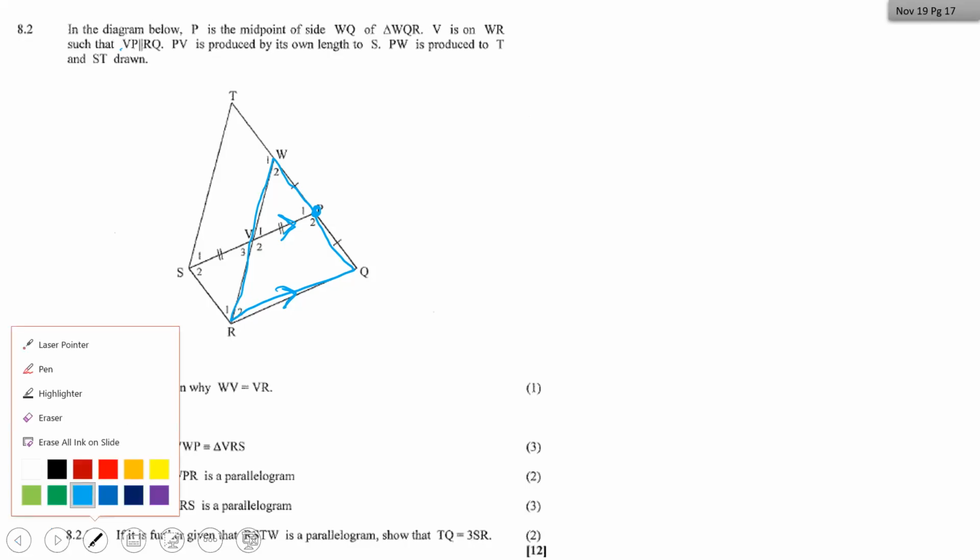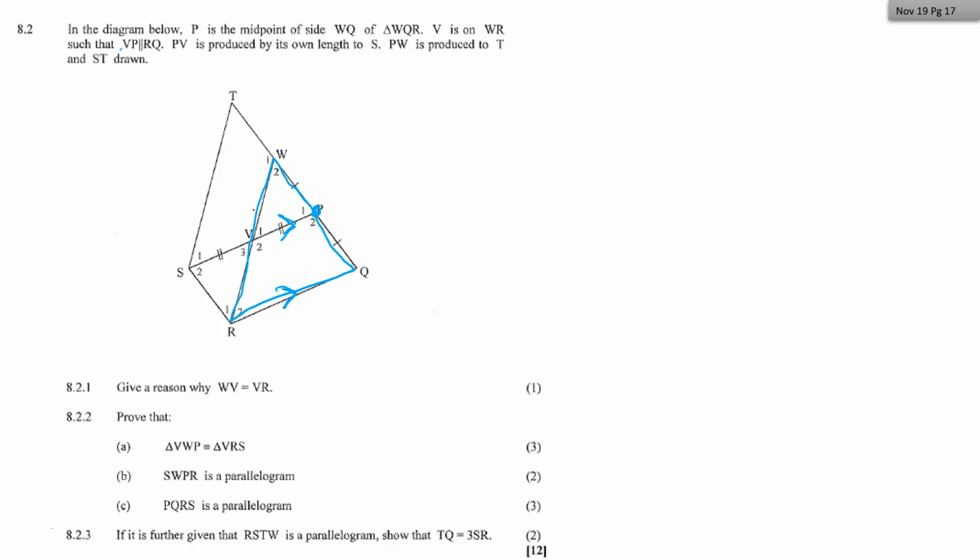Okay, if you want to say that in words, we can say that a line drawn from the midpoint of one side of a triangle parallel to the other side bisects the third side. So can you see that this side will be bisected? Or you could say converse midpoint theorem.